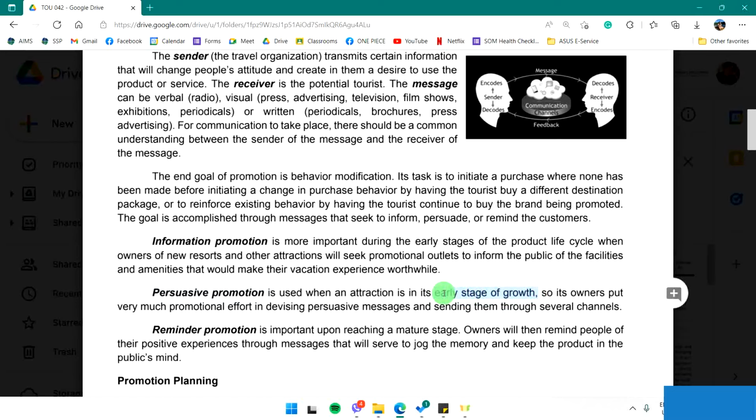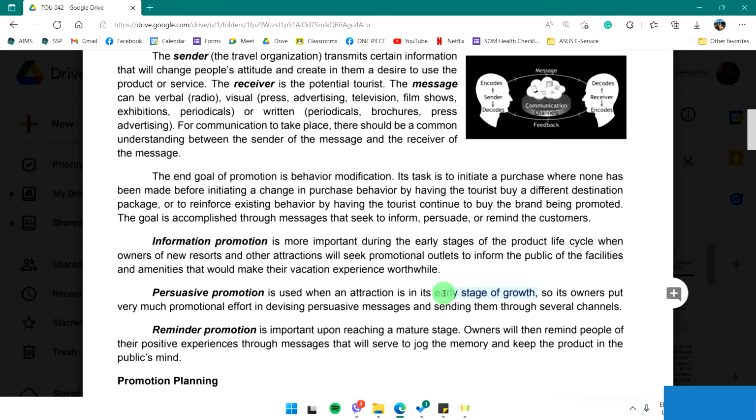We are past the introductory phase and we are now in the early stages of our growth. And when it comes to persuasive promotion, we now try our best to change the attitudes of the people para mahikayat sila na pumunta sa ating business. Kasi alam na nila ngayon kung ano yung meron tayo. Alam na nila kung ano ang information na meron tayo. Now, ang kailangan natin gawin is to persuade them with the use of what?